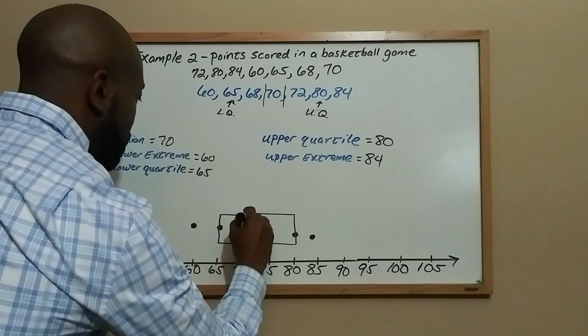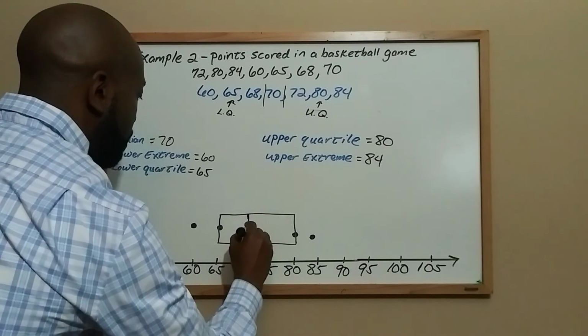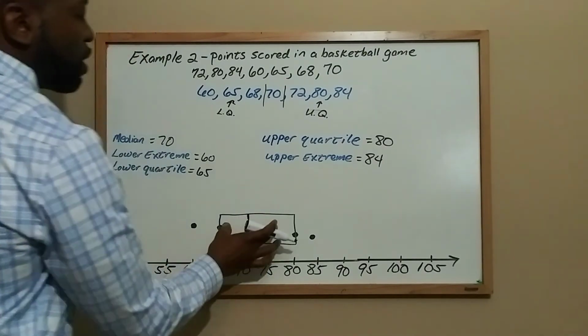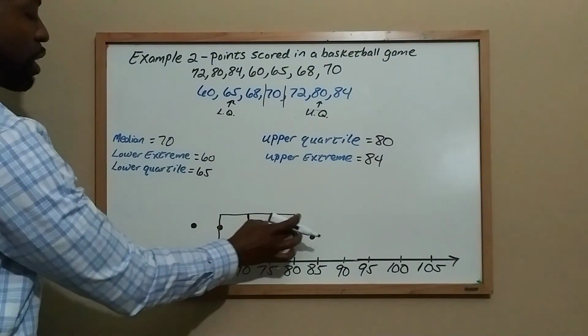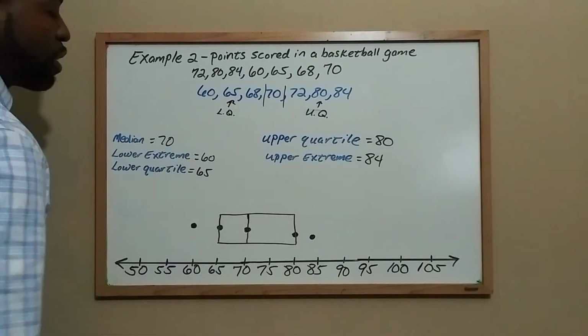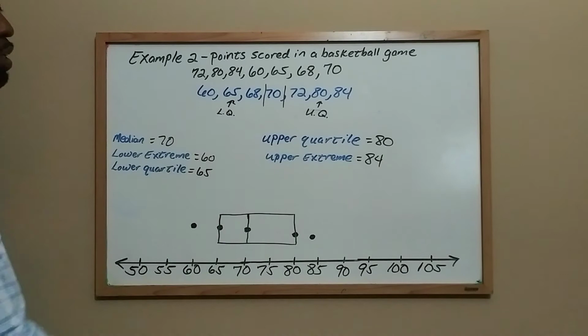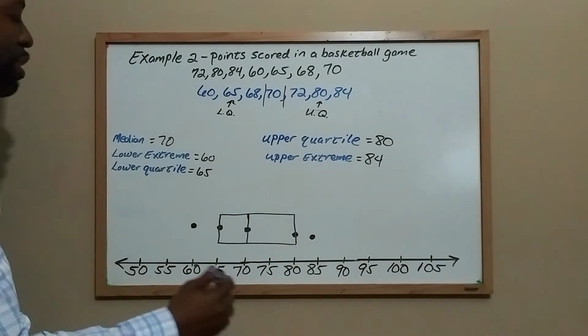That's the 70. Keep in mind, it does not necessarily have to be in the middle of the box. This point could be anywhere on the inside of the box. It depends on the data set, the numbers that are given. So now let's draw the whiskers.